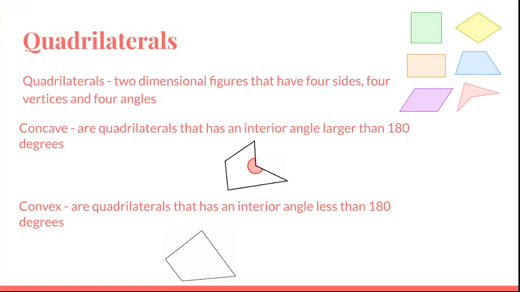Quadrilaterals can be subdivided into other groups based on their properties. The main subdivision is between concave and convex. A concave quadrilateral is a quadrilateral that has an interior angle larger than 180 degrees, and a convex quadrilateral is a quadrilateral that has interior angles less than 180 degrees.